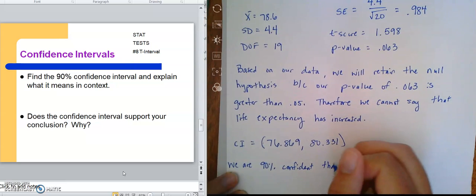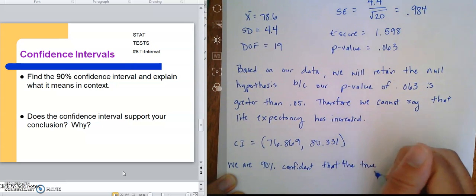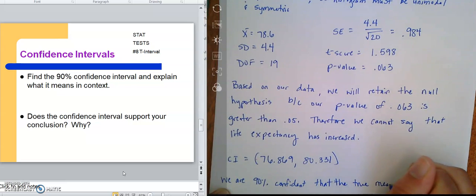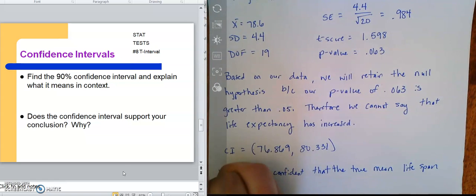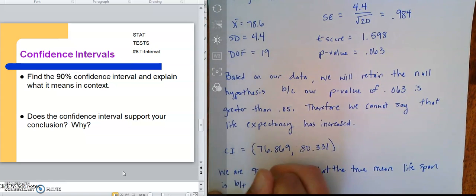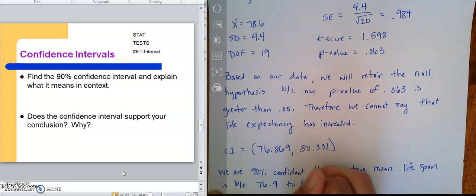So our conclusion here is we are 90% confident that the true mean lifespan is between 76.9 to 80.3 years.